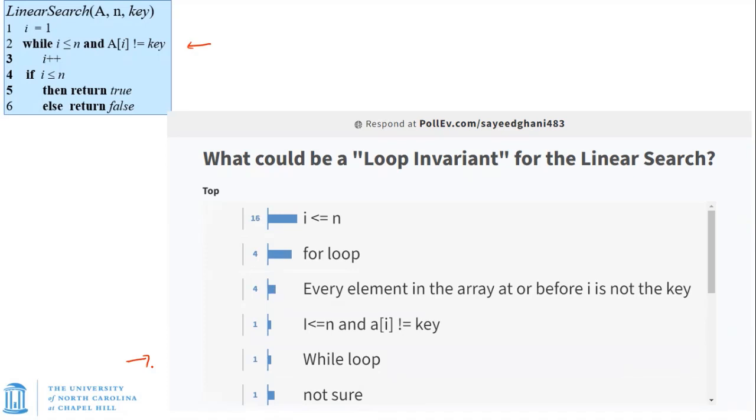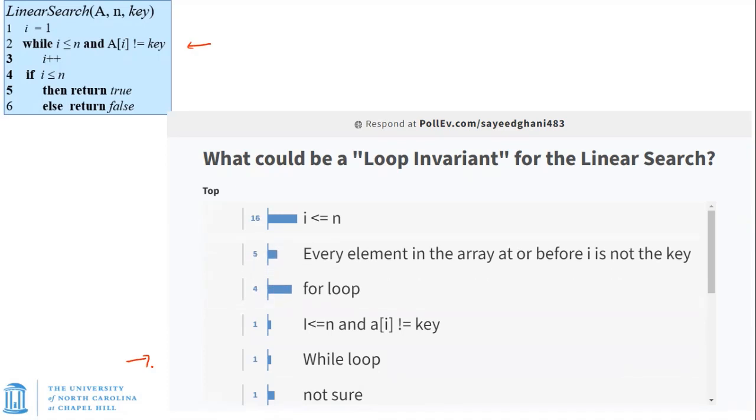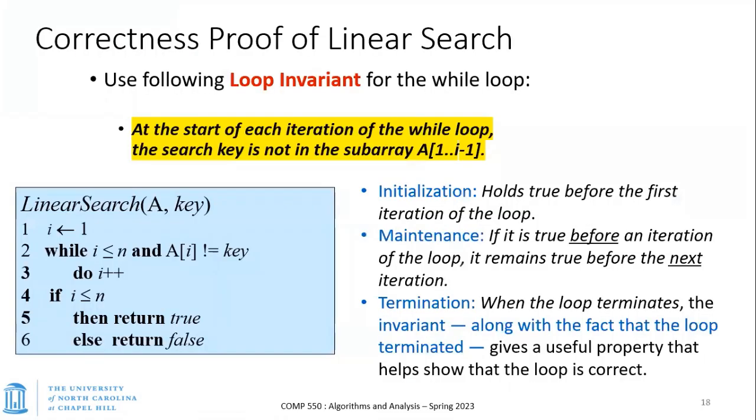Yeah, okay, great. So very good. So let's listen to what Jane has just said, and I have that in my next. Okay, so at the start of each iteration of the while loop, and I'm just rephrasing what Jane said, the search key is not in the subarray A1 through I-1.